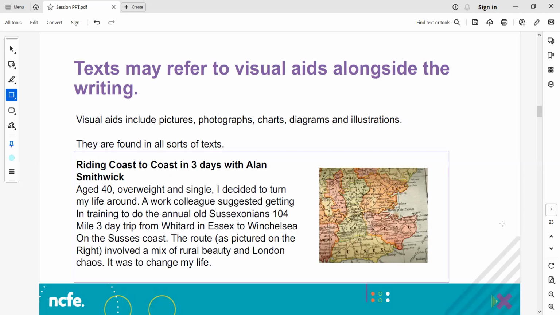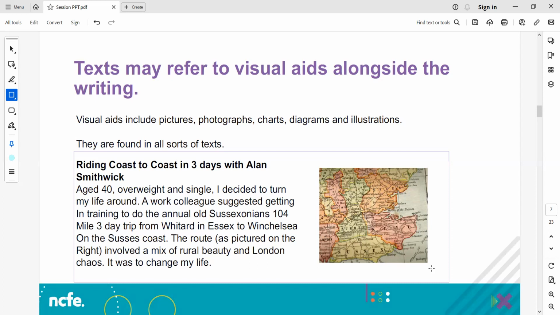So, riding coast to coast in 3 days with Alan Smithick. Age 40, overweight and single, I decided to turn my life around. A work colleague suggested getting in training to do the annual Old Sussexonians 104-mile 3-day trip from Whittard in Essex to Winchelsea on the Sussex coast. The route, as pictured on the right, involved a mix of rural beauty and London chaos. It was to change my life.